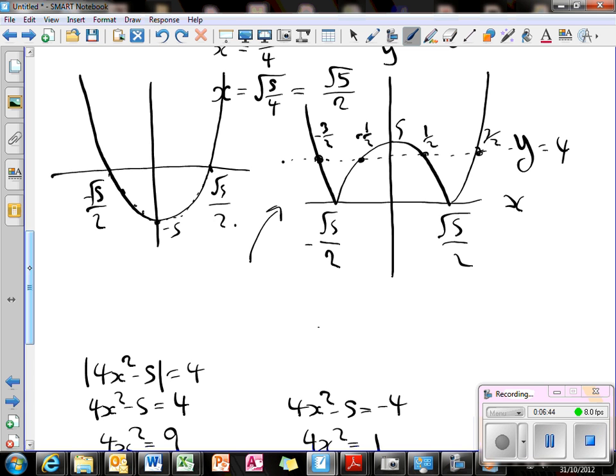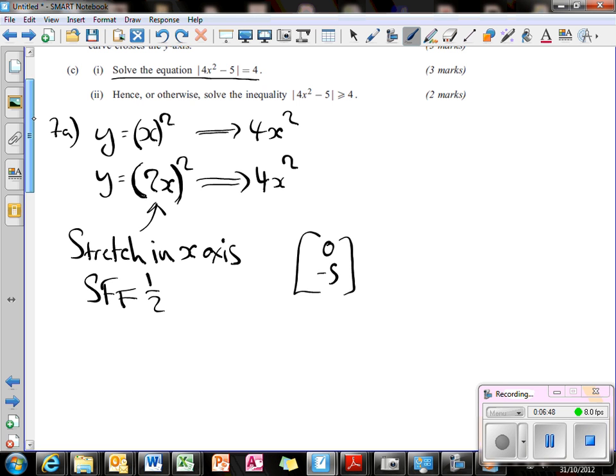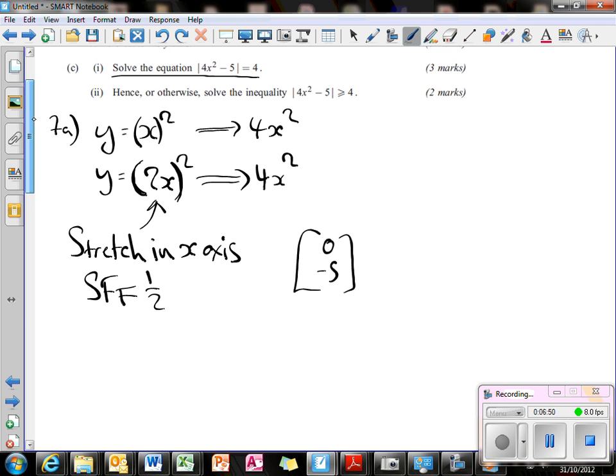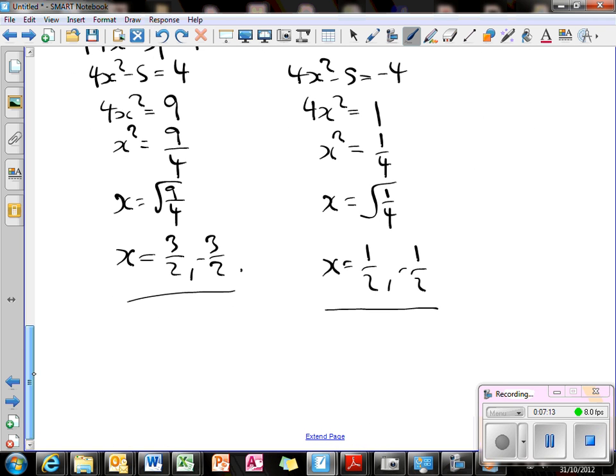So to answer the final question, or solve the equation: when is that curve greater than or equal to 4? Well, it's greater than or equal to 4 here, between minus a half and a half. Here, less than minus 3 over 2, and here more than 3 over 2. So I can write that as a set of inequalities.